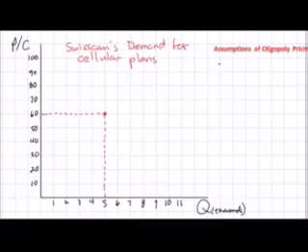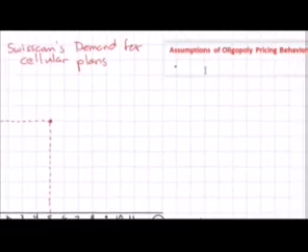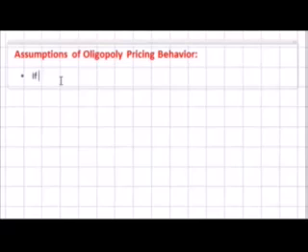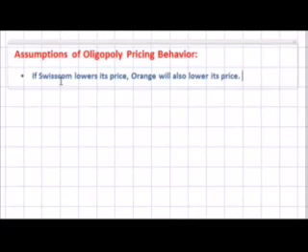Now, in order to determine how consumers will respond to price changes from the equilibrium price of $60, we must try to predict what Swisscom's primary competitor, Orange, will do in response to a change in price for Swisscom cell plans. So let's make some assumptions over here. We're going to assume that if Swisscom lowers its price, Orange will also lower its price. Now, why is this very likely to occur? Why would Orange lower its price in response to a decrease in price by Swisscom?